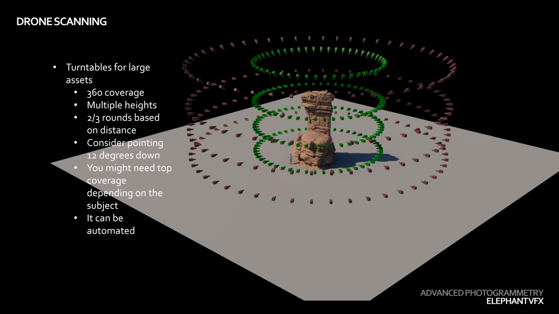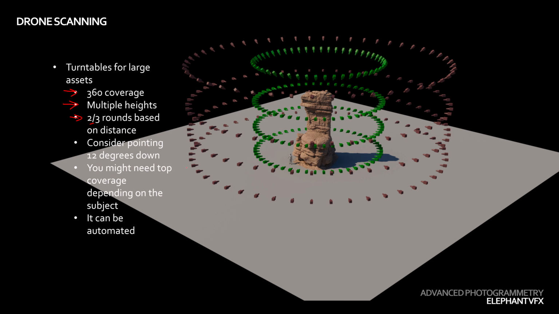I wouldn't say this is extremely common, but it can happen. Like in the middle of the desert, you have something that you want to capture, or in the middle of the mountain. If you can approach it like a 360, like a turntable, that's what I would do, right? So 360, just move around the object, and you will do this with the drone, of course. So yeah, 360 coverage. You would use multiple heights and 2 or 3 rounds closer and farther away from the subject based on the distance, right?